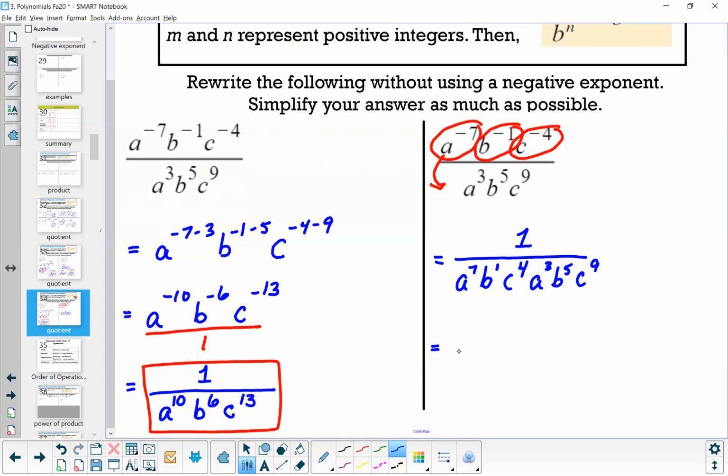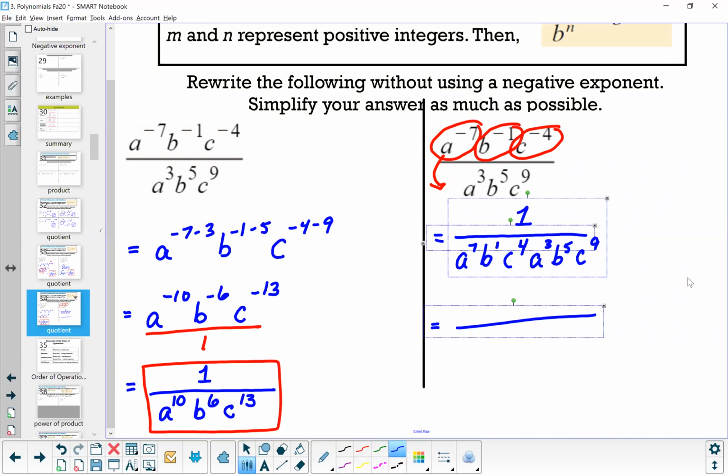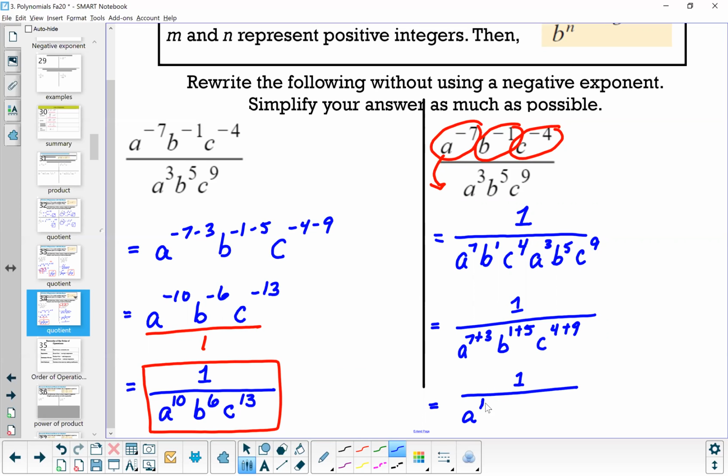Okay, at this point, we have a product, so we would add our exponents. So we have still 1 in the numerator, but in the denominator, we have a to the 7th plus 3, b to the 1st plus 5, c to the 4th plus 9. All right, so we end with a to the 10th times b to the 6th times c to the 13th. And as you can see here, we have the same answer as we got the first time.